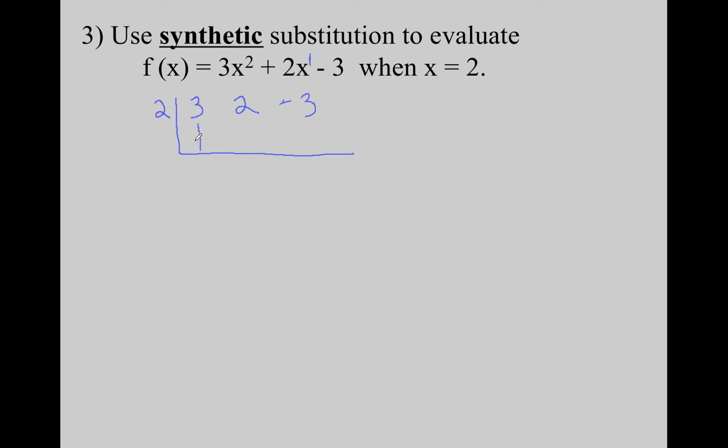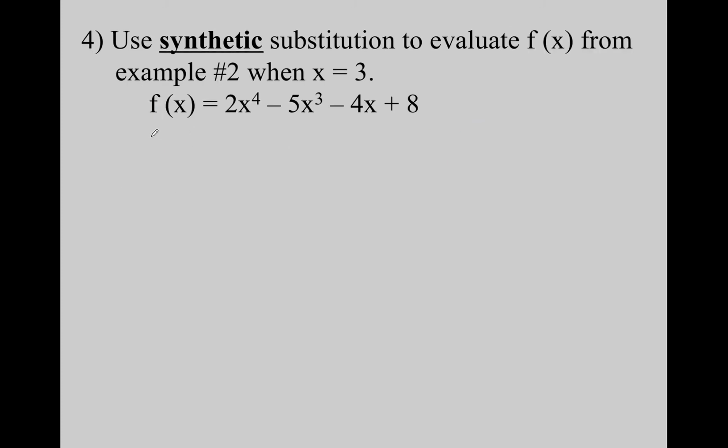First number comes down, it's written as 3. Then we take 2 times 3, which is 6, and we write it right under here underneath the 2. 2 plus 6 is going to be 8. We then multiply 2 times 8, which is going to be 16. Negative 3 plus 16 is 13. So when x equals 2, y is equal to 13.